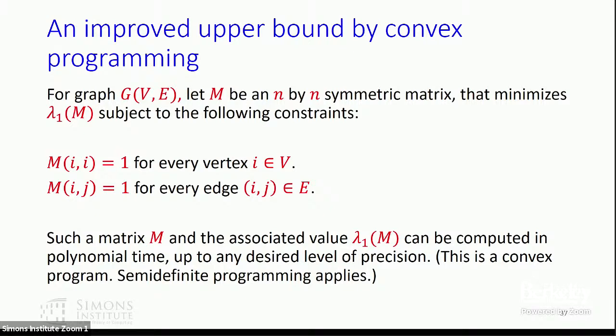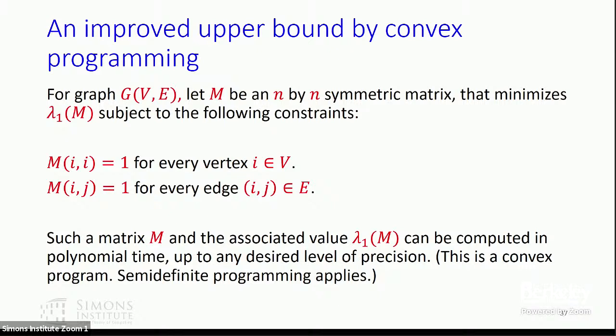So again, we are going to construct a matrix from the graph, but we're not going to specify all entries. Some entries we will optimize over. So we'll have the matrix M. It's going to be an n by n symmetric matrix, also indexed by the vertices. The rows and the columns are indexed by the vertices of the graph. And we want to minimize its maximum eigenvalue subject to the following constraints.